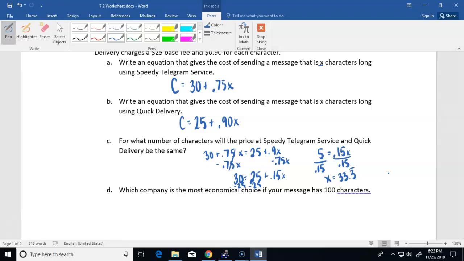The last question says, which company is the most economical choice if your message has 100 characters? Now, we could just plug 100 into both of these and we'll find the answer. If we just use a little logic, though, we see that Speedy Telegram has a higher base fee but a lower cost per letter. So that tells me Speedy Telegram Service is going to be the one that is going to be cheapest.